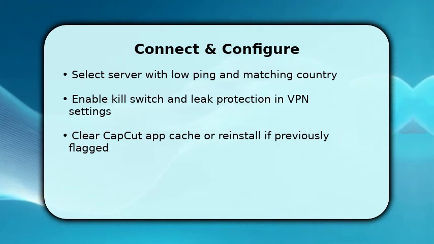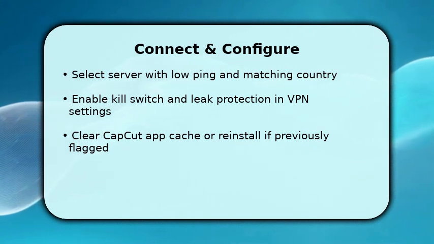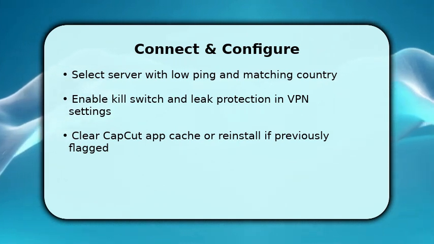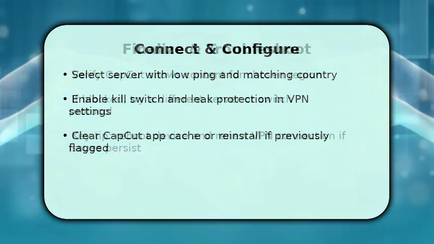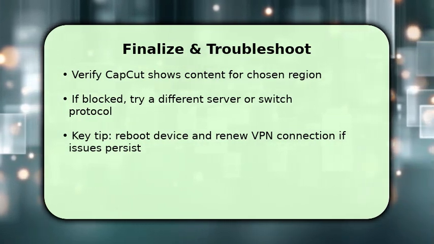Once connected, enable the VPN kill switch and DNS/IP leak protection. This prevents accidental exposure if the VPN drops. Then open Capcut. Clear its cache or reinstall the app to remove old region tokens so the app re-registers under the VPN location. If you use mobile data, toggle airplane mode briefly, then re-enable to reset network routing through the VPN. Finish by checking Capcut for the region-specific interface or content you expected.